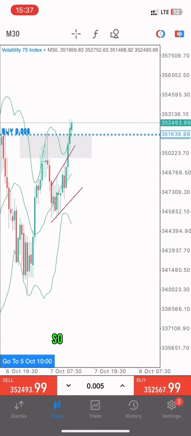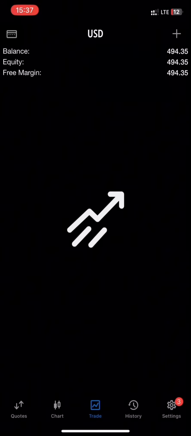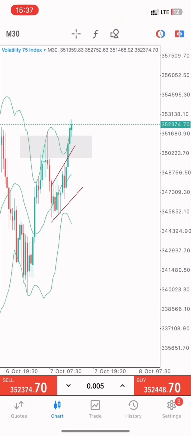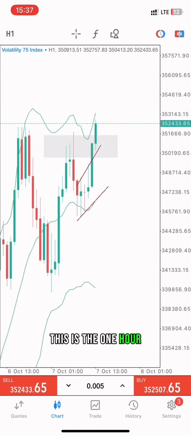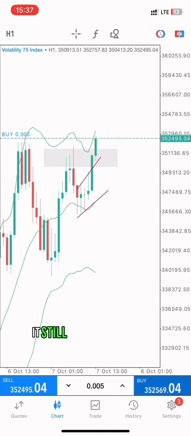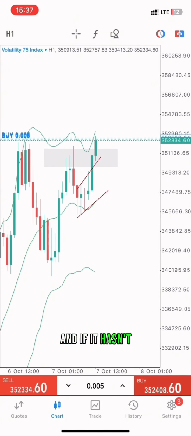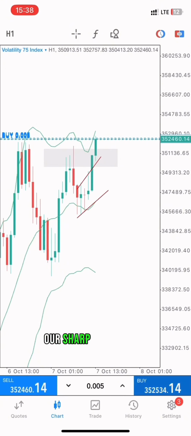So we are in profit. I'll close so that I will enter again. This is the 30 minutes. This is the 1 hour. If you zoom in closely, it still hasn't touched the Bollinger Band. And if it hasn't, which means it's still a valid entry for a buy, I'll sharp enter again.